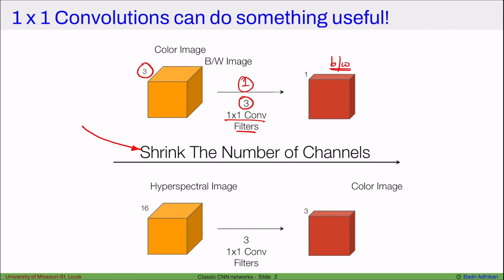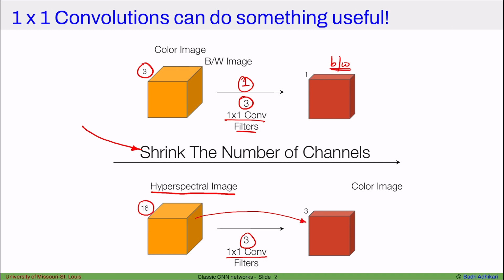Oftentimes, applying convolutions can be very, very heavy, and there may be other advantageous things that we would like to do. Say, for example, you have an input image that's at 16 channels. Although this may sound weird, there are different kinds of images which have even hundreds of channels. These images are known as hyperspectral images. So anyway, in case of deep learning, these can be activations, but we can use, say, for example, 3 one-by-one convolutions and shrink the 16 channels into 3.